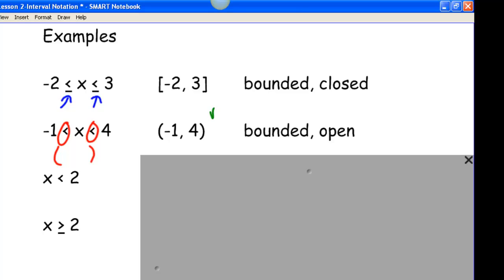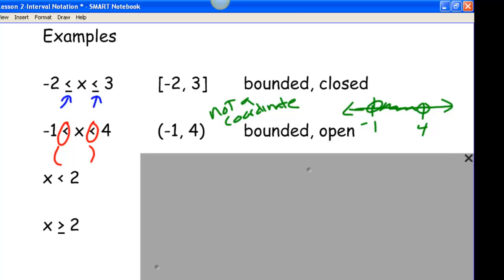Again, this is not a coordinate point. It is interval notation. So what we're saying is on the interval of a number line between -1 and 4, these are all of the values that would satisfy whatever problem you were discussing. It is considered bounded, because I have -1 and 4, I do have boundaries, but an open interval.